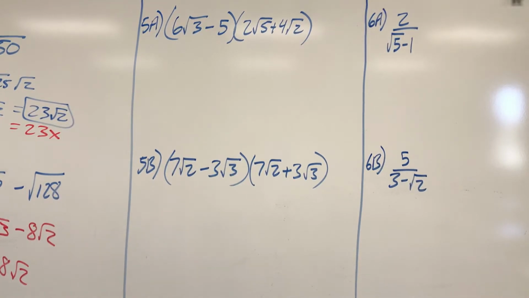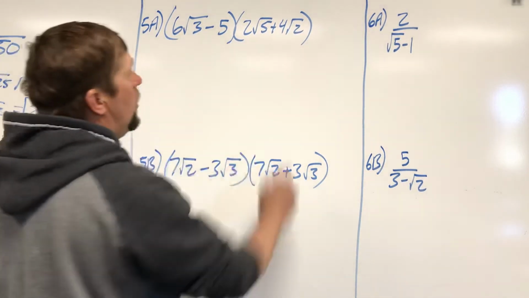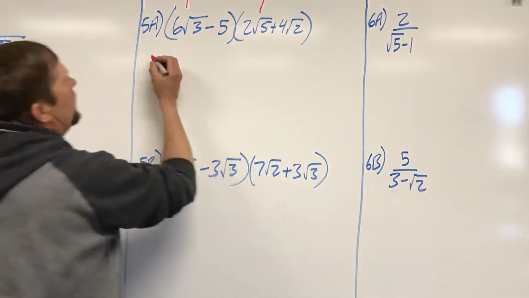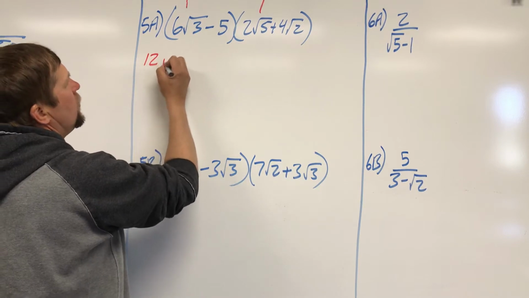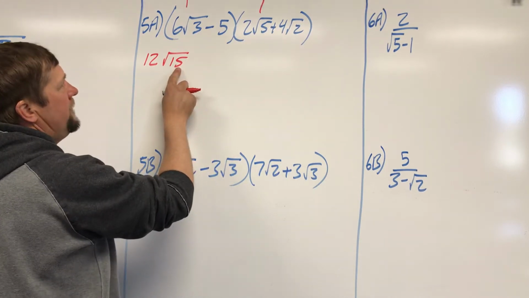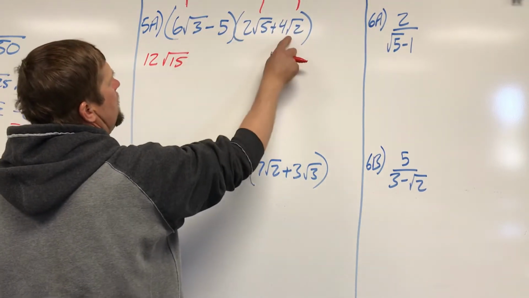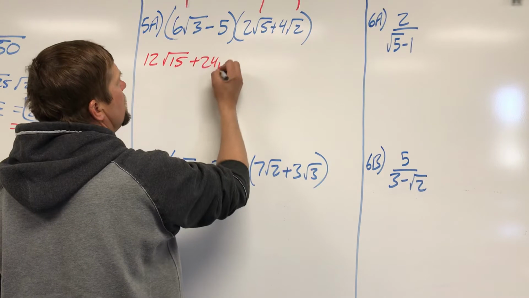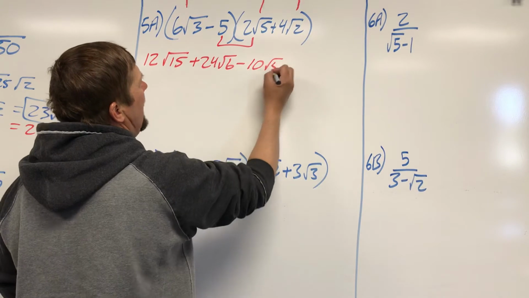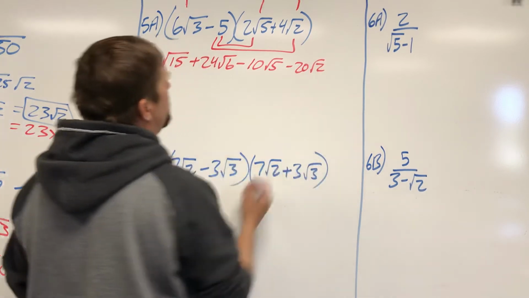Okay, in this example, we have a binomial times another binomial. So what we're doing is we're FOILing. So the first terms multiplied, I end up with 12 square root of 15. 6 times 2 is 12. Square root of 3 times square root of 5 is square root of 15. The outside radicals, 6 square root of 3 times 4 square root of 2, is plus 24 square root of 6. The inside ones, we end up with minus 10 square root of 5. The last ones are minus 20 square root of 2.